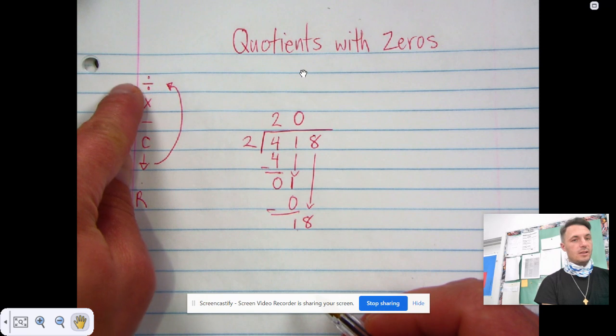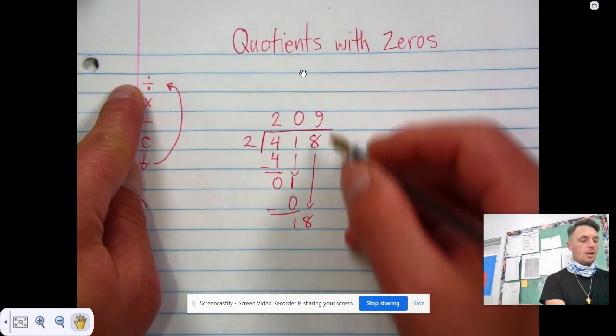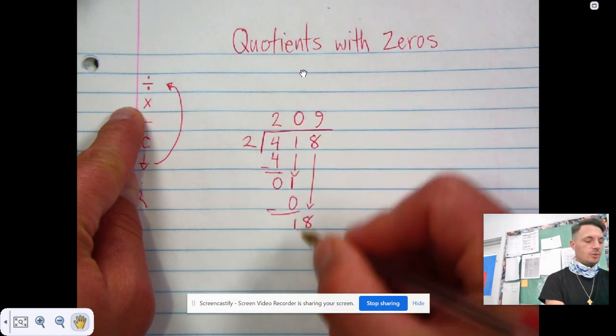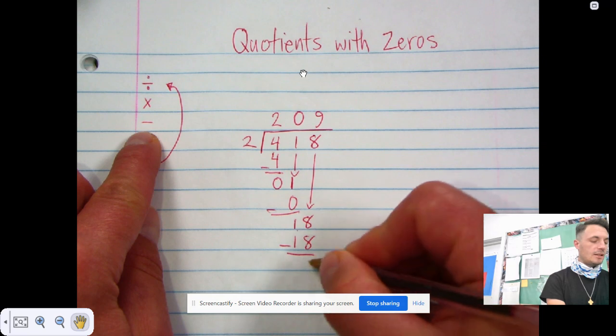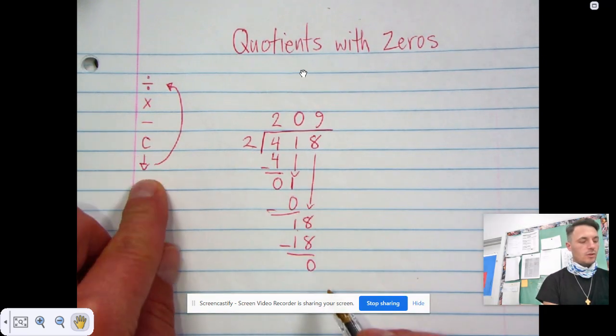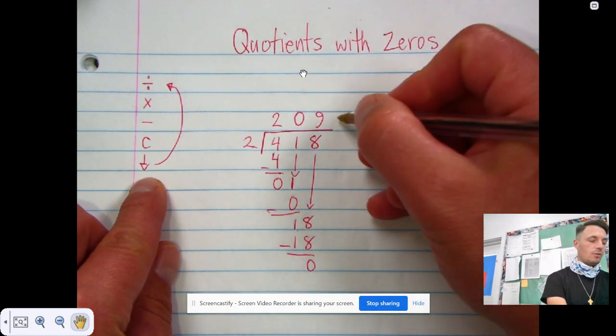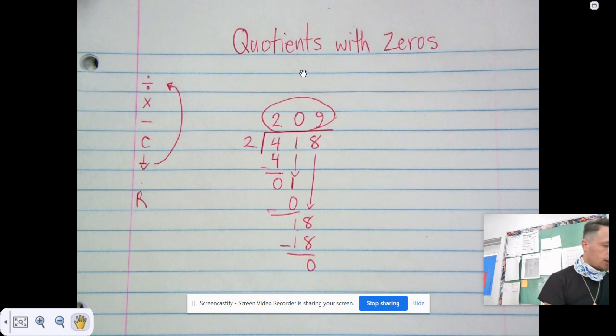Now you go back to divide. 2 can fit into 18 9 times. And then you multiply. 9 times 2 is 18. Then you subtract. 18 minus 18 equals 0. Then you compare. 0 is smaller than 2. Then you bring down, but there's nothing left to bring down. So the answer is 209. Let's do another example.